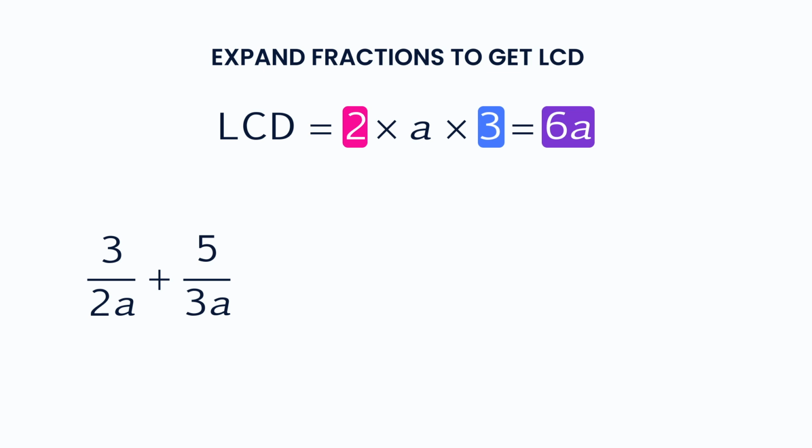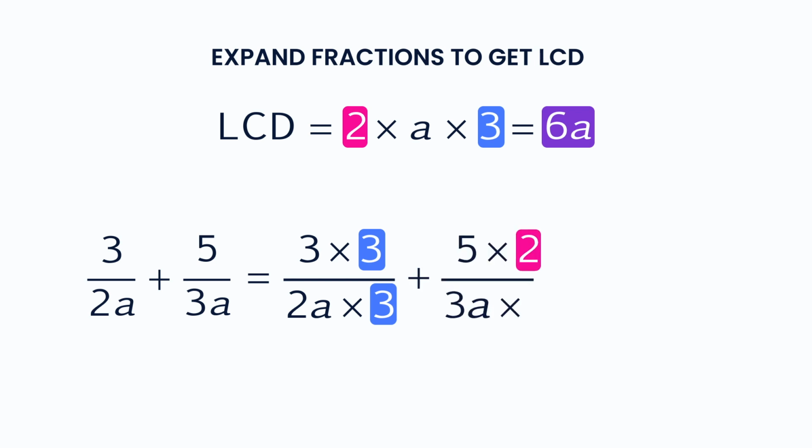In the first fraction, 2a must be expanded by 3 to end up with 6a. So you multiply both the numerator and the denominator by 3. In the second fraction, 3a must be expanded by 2 to become 6a. You multiply both the numerator and the denominator by 2. This gives you 3 times 3 over 2a times 3, which equals 9 over 6a, and 5 times 2 over 3a times 2, which is 10 over 6a.